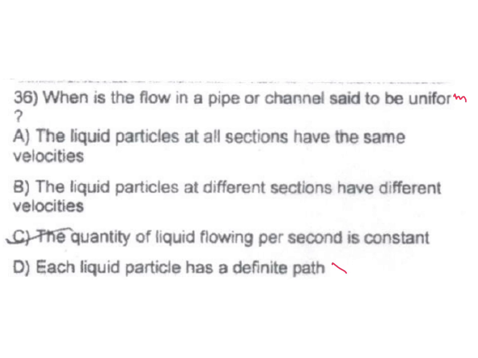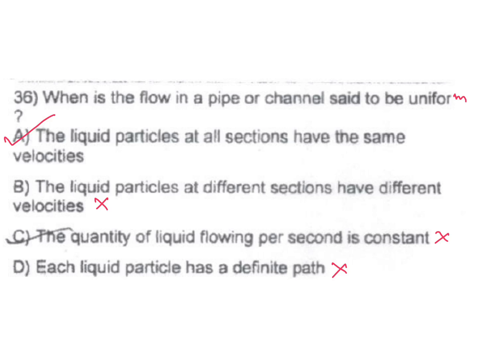The liquid particles at all sections have the same velocities: uniform flow. So, liquid particles at different sections have different velocity, not possible. The quantity of liquid flowing per second is constant, that is discharge, no. A is the answer. The liquid particles at all sections have the same velocities.